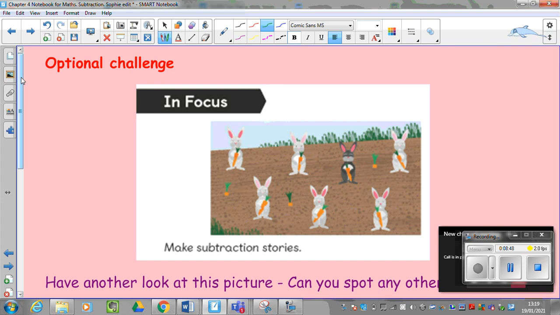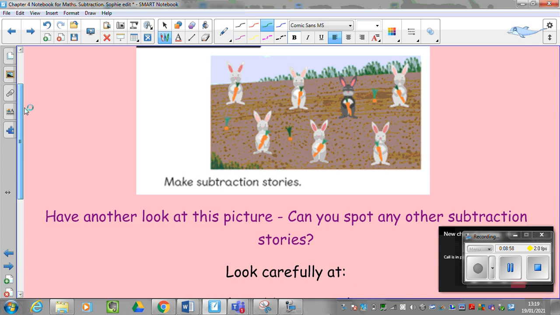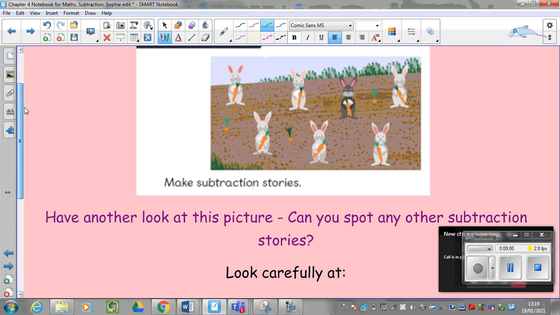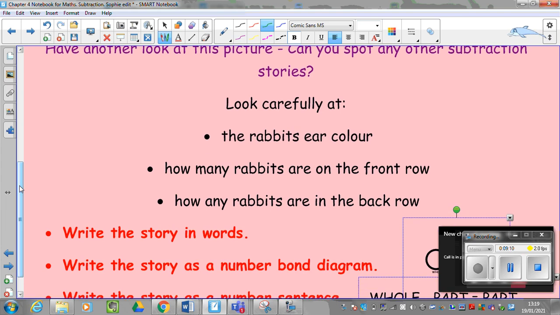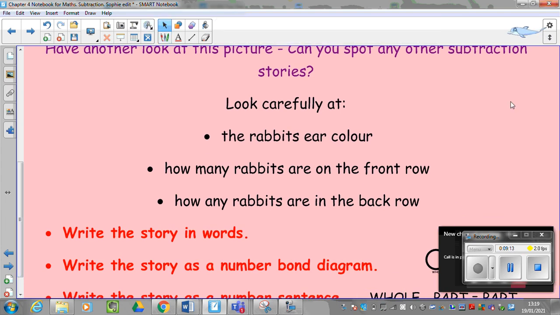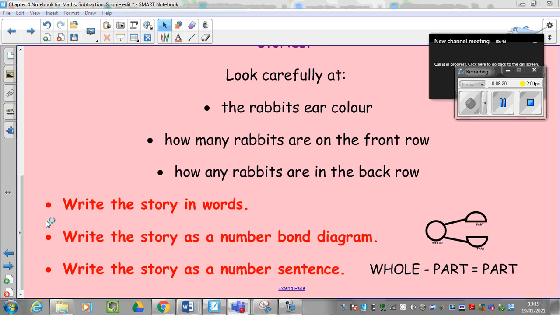Now, when you have finished your worksheets, you might like to have a go at this optional challenge. Now we're going to have a look at this picture again one more time, and I want you to see if you can spot any other subtraction stories. Now, a couple of things to point out if you want to have a go at doing this picture. There is another one on the next slide. If you want to do this picture, maybe you could look at the rabbit ear colour. How many rabbits are on the front row? How many rabbits are on the back row? And what I want you to do, your task is to write the story in words.